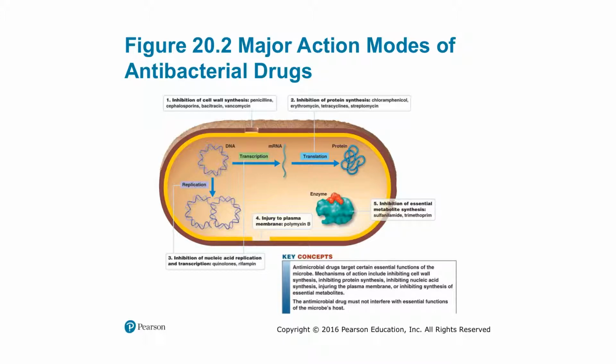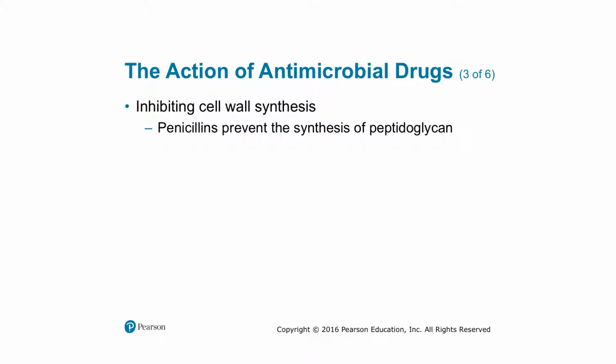We'll go through these really quick, and then we'll go through each one of them in a little bit more detail. The first one is inhibition of cell wall synthesis. The second one is inhibition of protein synthesis. The third one is inhibition of nucleic acid replication and transcription. Number 4 is injury to plasma membranes. And number 5 is the inhibition of essential metabolite synthesis. We'll go through each of these, like I said.